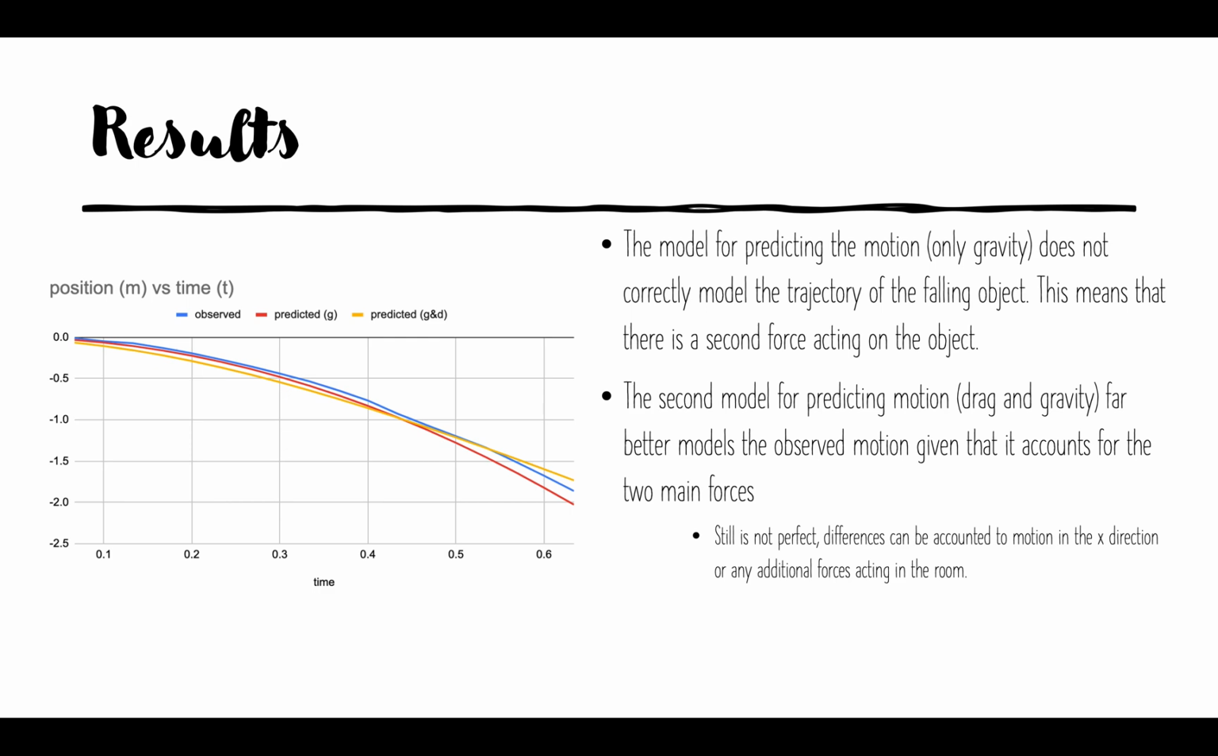It is still not perfect due to a couple of errors like movement in the x direction, other forces in the room, camera quality, and lighting. To fix these, in the future, I would use something more steady to drop the object, and I would also do it in a room with better lighting so that it was easier to do the Tracker analysis.